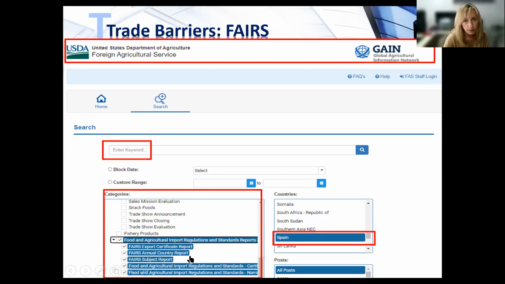I would like to suggest the two main ones that I like the most. The third one is the annual country report, because it gives you a general annual report of all the trade barriers. And also there's this last one, the Food and Agricultural Import Regulations and Standards narrative, that goes more deeply into the regulations, okay? If you want to choose them all, you will get lots of information, but if you're in a rush and you don't have much time, I suggest the annual country report and the last one, okay?